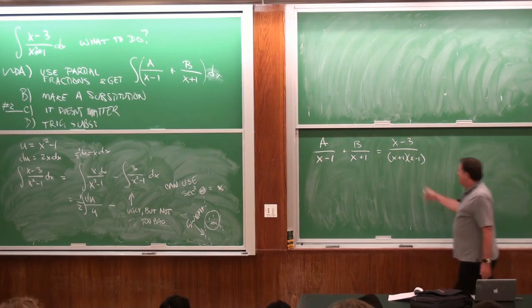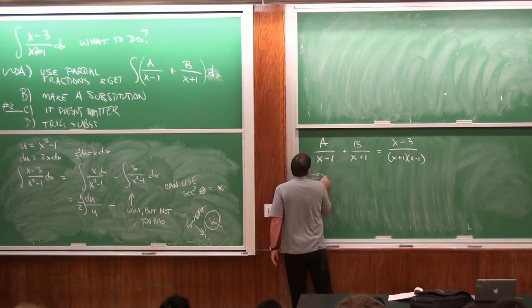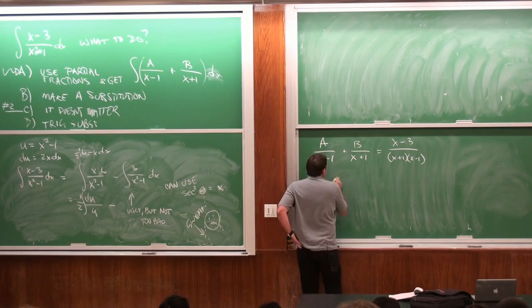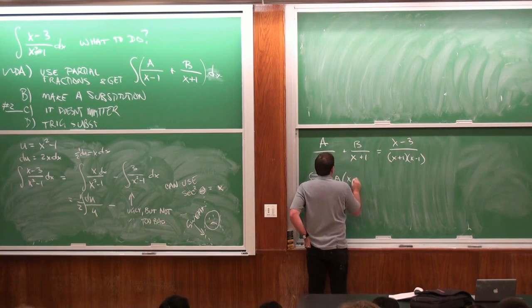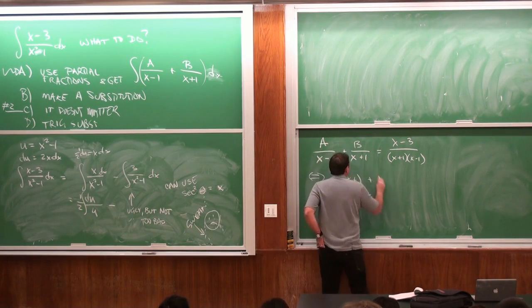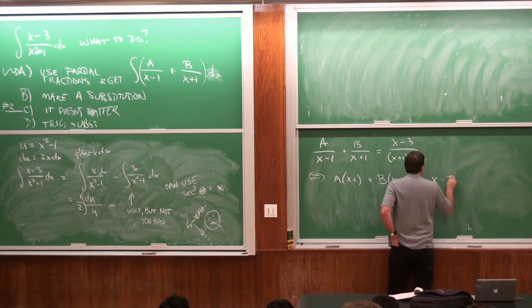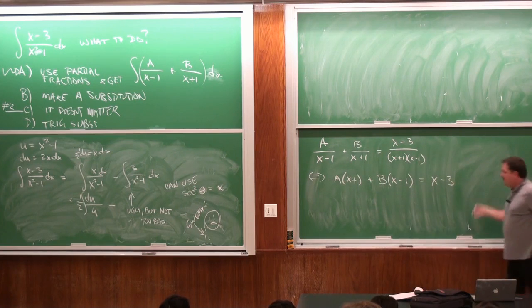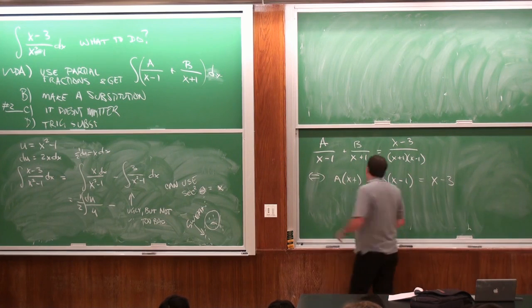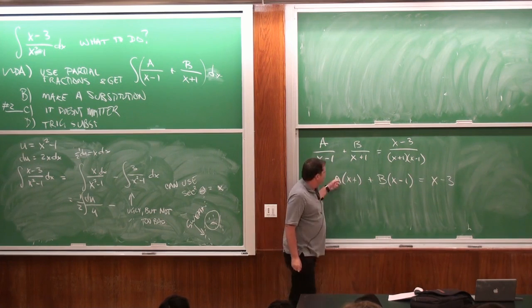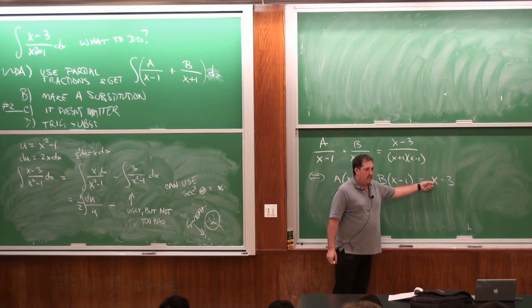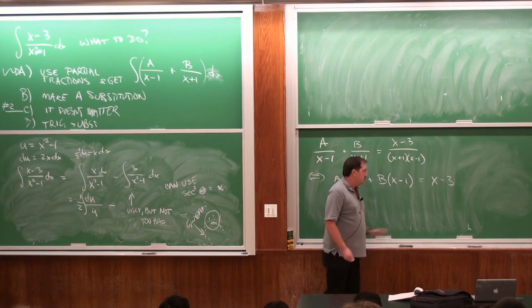Yeah, let me do that. So this is the same thing as a times (x plus 1) plus b times (x minus 1) equals x minus 3. Right? Because if I find a common denominator, I get that. And now here, looking at this, a plus b has to equal 1 because the coefficients match. So I'm going to do this two ways.